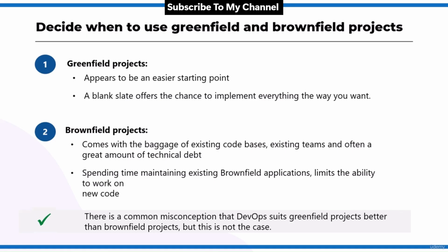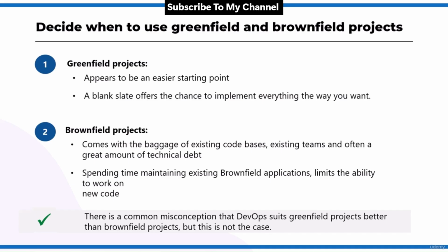While in the other case, if I go for the brownfield projects, usually brownfield projects come with the baggage of existing code base, existing teams, a significant amount of technical debt. Now, what is the technical debt? If you don't know right now, we are going to understand that in the coming modules. But yeah, it can have technical debt, which are those issues which are already there with the existing code base. And then they can still be an ideal project for DevOps transformation. As I said, brownfield projects can also be an ideal one for DevOps transformation.